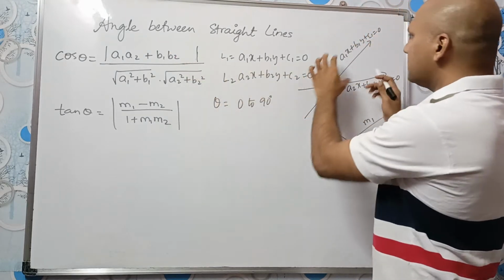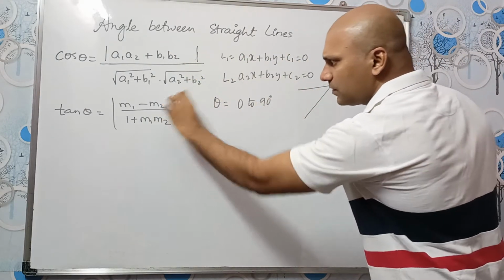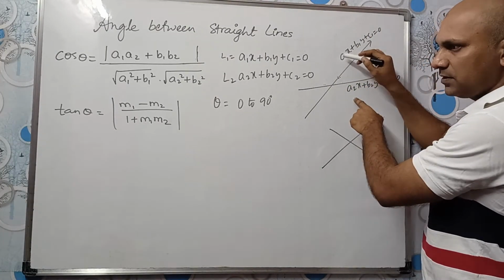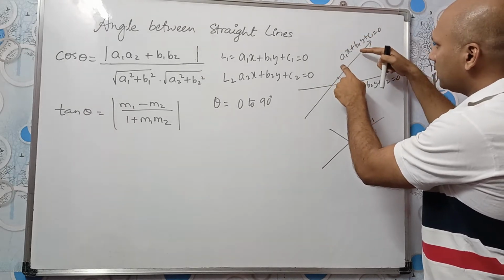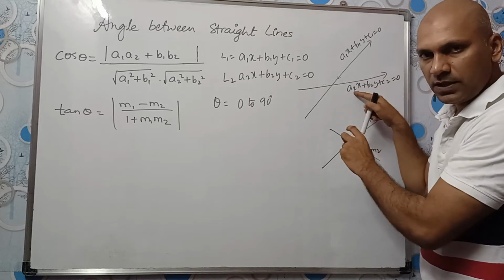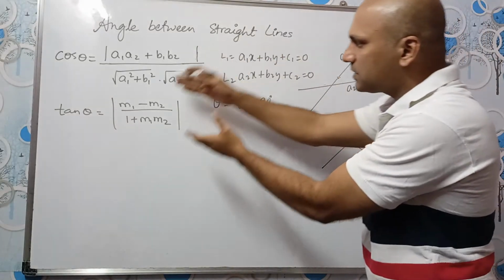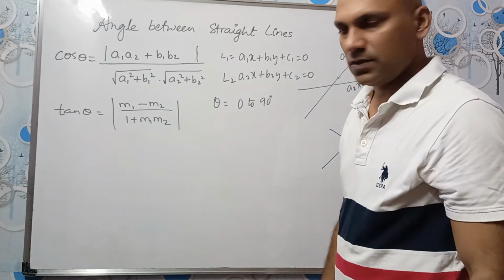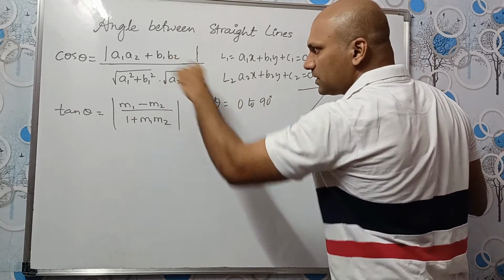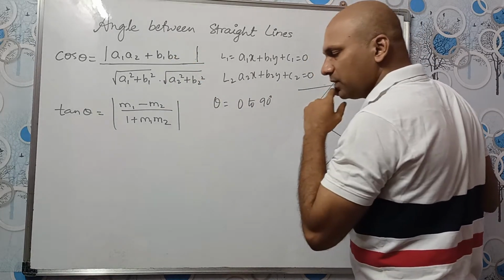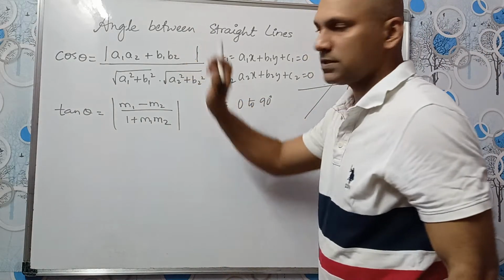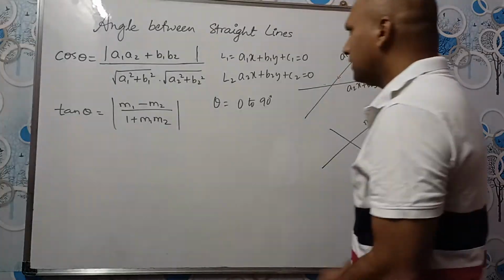If equations of two lines are given, we can use this formula and we can use this formula also. See, a1, a2, this is direct. How can we use the tan formula? See, if equations are given, can we find the slope of this line? Minus a1 by b1 will be the slope. Can we find the slope of this line? Minus a2 by b2 will be the slope, right? So those slope values, we can substitute in tan formula. So when two equations are given, we can use either one of these formulas to find the angle between the straight lines, and if only slopes are given, we can use only this formula. We cannot use this cos formula.